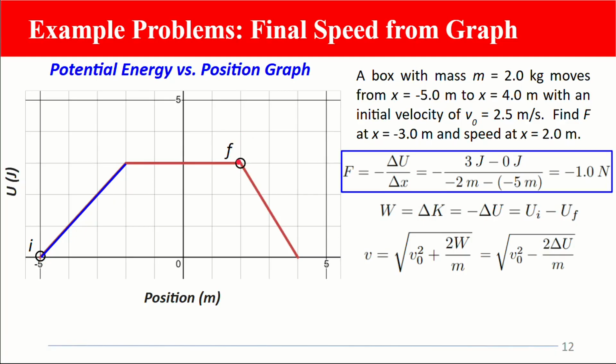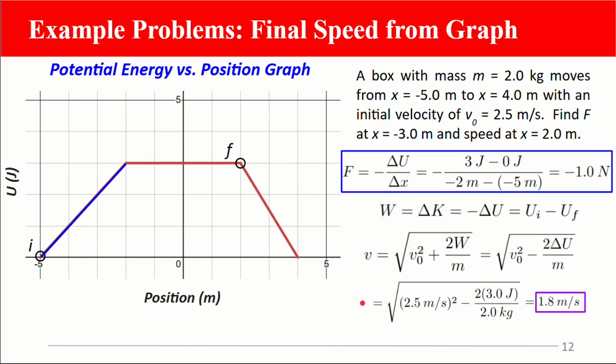And we can easily figure out the change in the potential energy this time. And keep in mind, we are not going to be integrating this time. We're going to be taking the difference between our final potential energy and our initial potential energy here. And if we do that, we'll get 3 joules. So stick that right in there. That means that our final speed is going to become the square root of 2.5 squared minus 2 times 3 over 2. And that is going to give us 1.8 meters per second as our speed at this position right here at x equal to 2 meters.